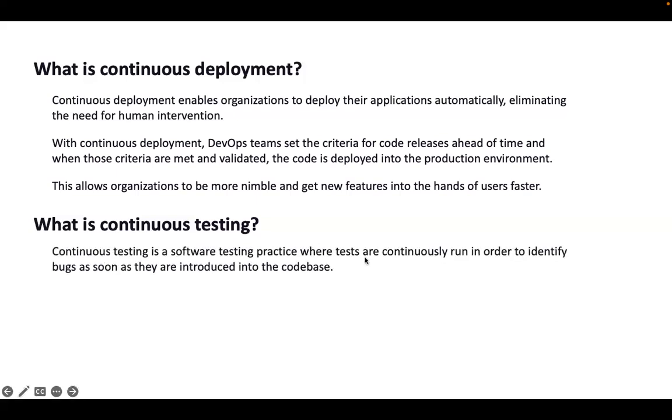Continuous testing is a software testing practice where tests are continuously run in order to identify bugs as soon as they are introduced into the code base.